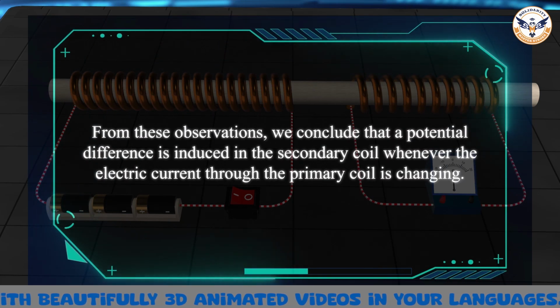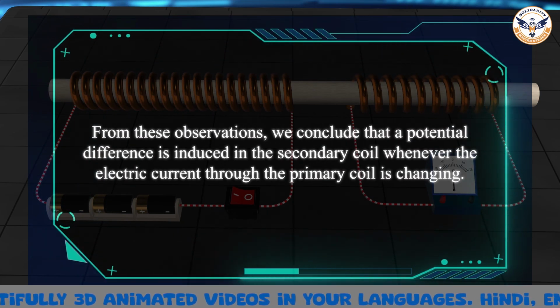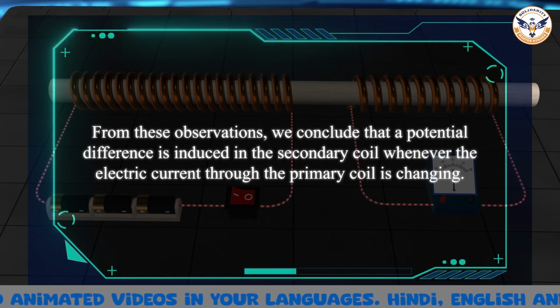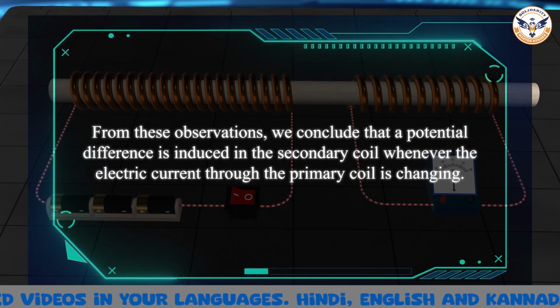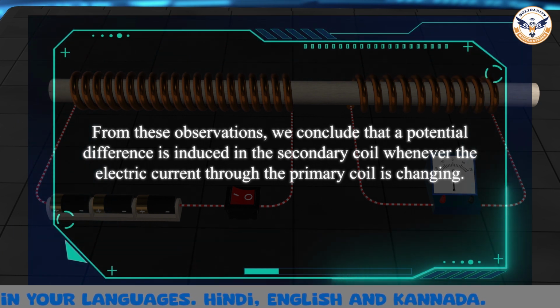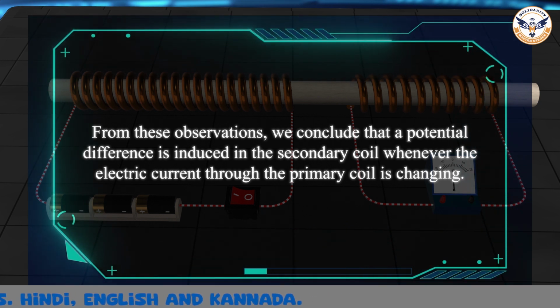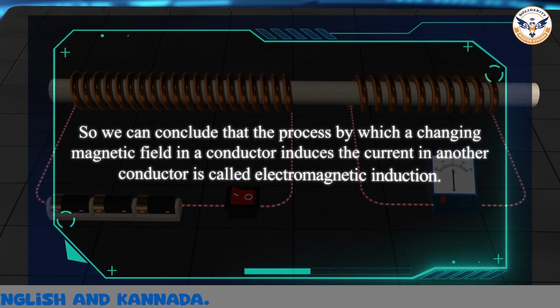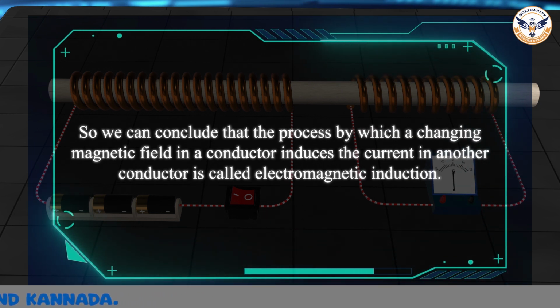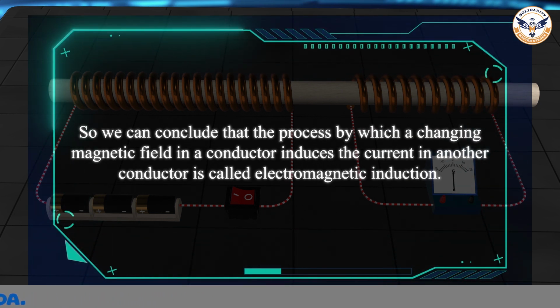From these observations, we conclude that a potential difference is induced in the secondary coil whenever the electric current through the primary coil is changing. So we can conclude that the process by which a changing magnetic field in a conductor induces the current in another conductor is called electromagnetic induction.